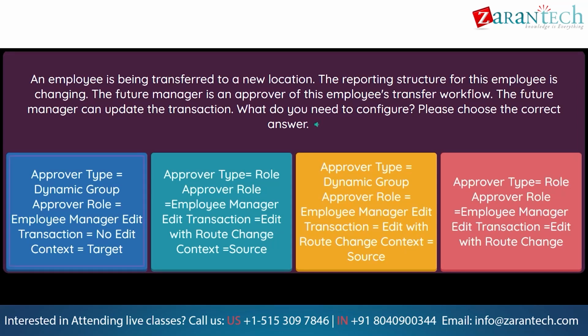Option 1, approver type equals dynamic group, approver role equals employee manager, edit transaction equals no edit, context equals target. Option 2, approver type equals role, approver role equals employee manager, edit transaction equals edit with root change, context equals source. Option 3, approver type equals dynamic group, approver role equals employee manager, edit transaction equals edit with root change, context equals source. Option 4, approver type equals role, approver role equals employee manager, edit transaction equals edit with root change.